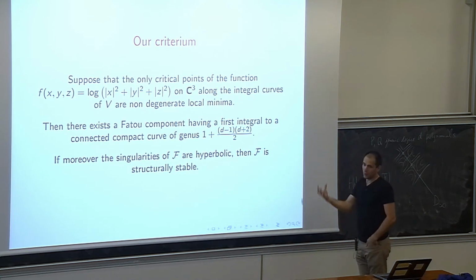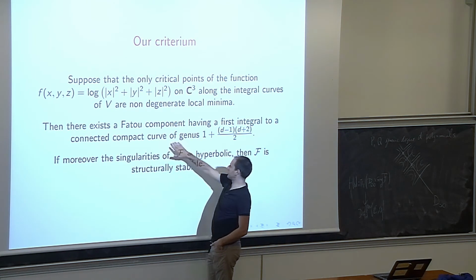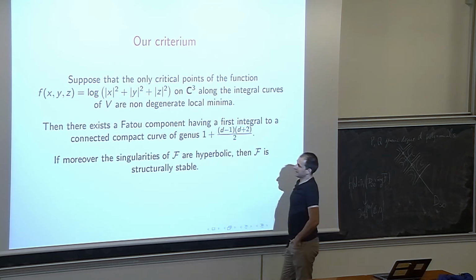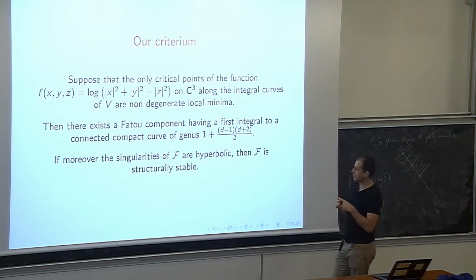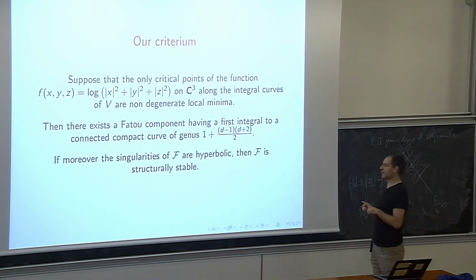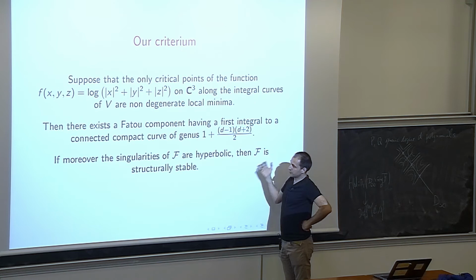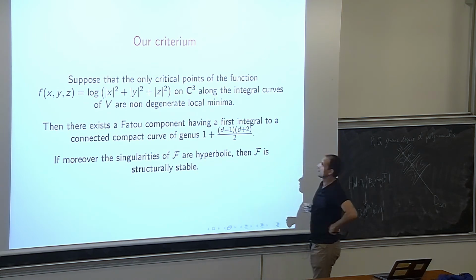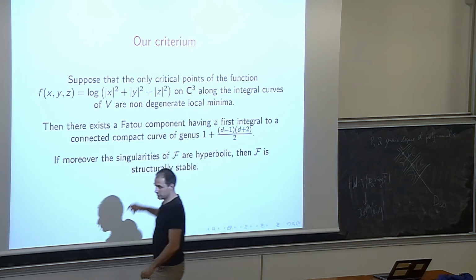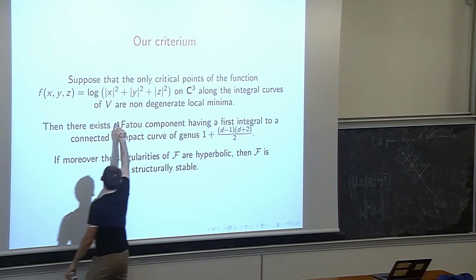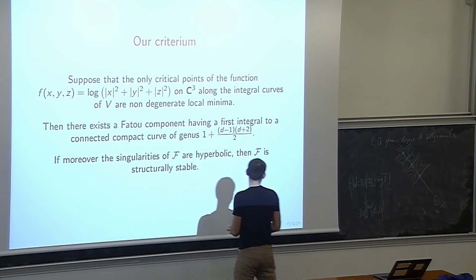So this is a holomorphic fibration over a connected compact curve of genus that formula. And if, moreover, we assume that the singularities of the foliation are hyperbolic, namely that the quotient of the eigenvalues at each singular point of the foliation is non-real, then we also have the structural stability of the foliation. In fact, the main assumption here is about the critical points of that function along the V trajectories. This is really the main assumption.